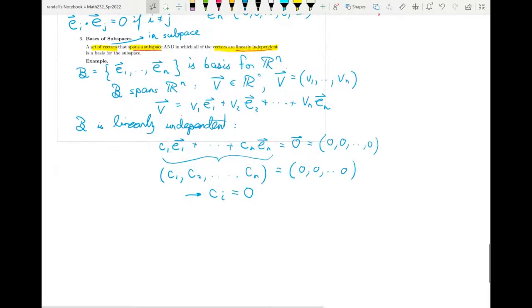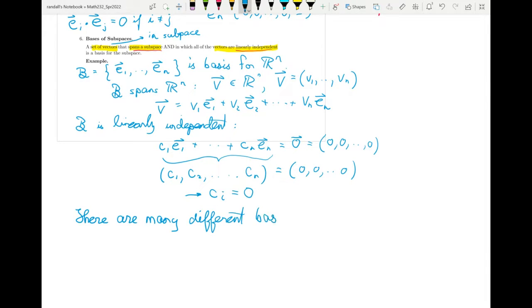Okay, that's a basis. I should point out that there are many bases for Rn. And that's a very important aspect of linear algebra, both in theory and applications, that we can select different bases for a subspace. There are many. Let me just write this down. Different bases. So this is the plural of basis, for a subspace.